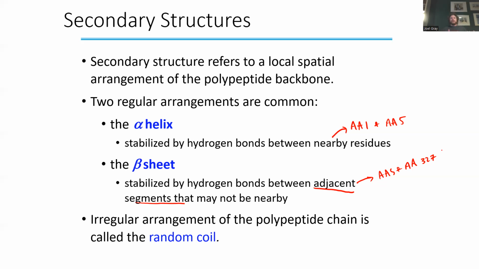Alpha helices and beta sheets can be organized in a very unique fashion, it might be 3 alpha helices followed by a beta sheet. There are patterns that are discussed in structural biology. But if there's an amorphous shape to a polypeptide chain, that's a random coil.